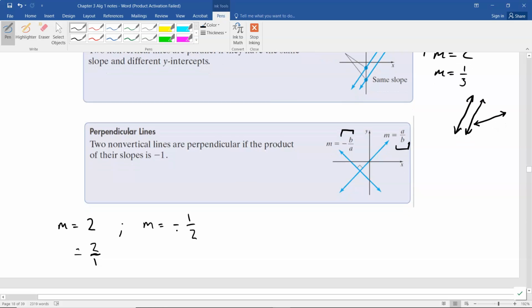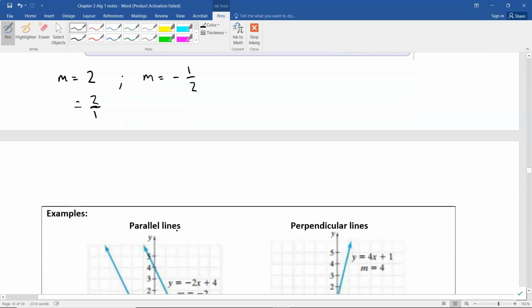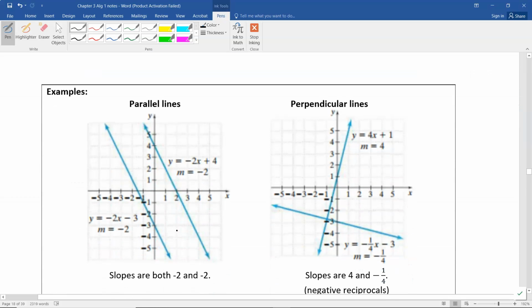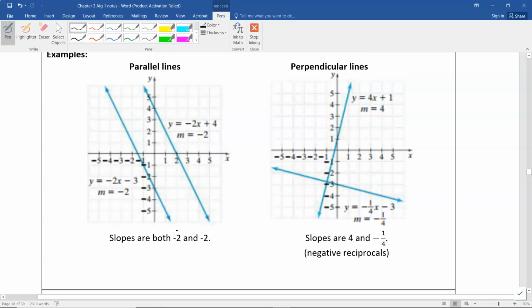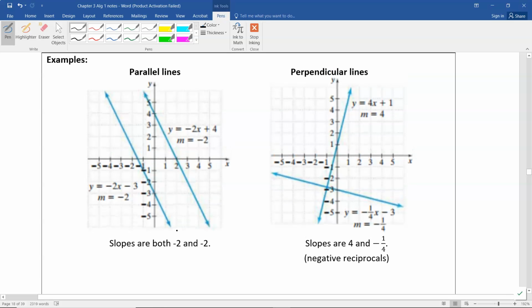Yeah, that's all I have to say for now. We can look at some examples of parallel lines. And this is kind of what I was saying, just drawn out if you wanted to see these.